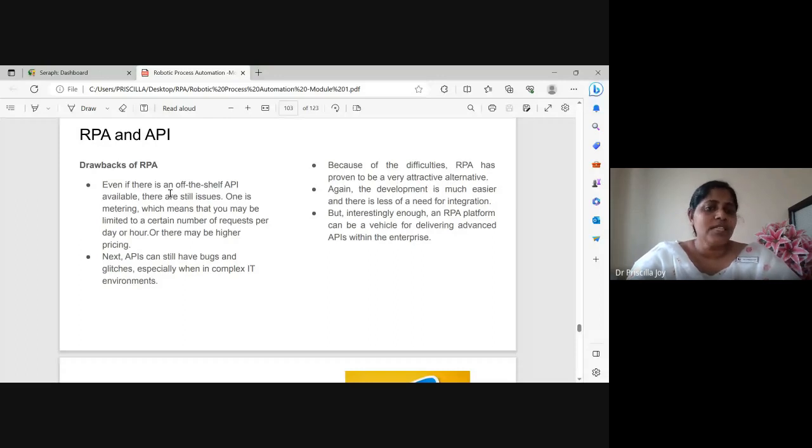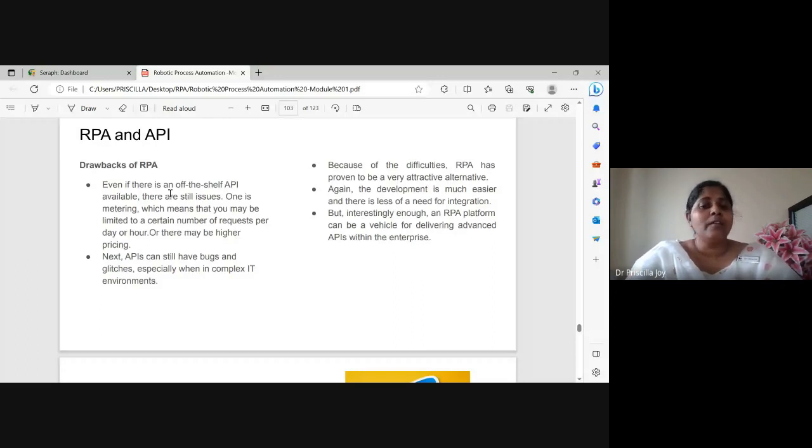And the RPA as well as API. Then the next thing is, even though we'll be developing such kinds of apps, there might be some bugs arising when we'll be making some transactions and all, or else there might be some glitches, even though we are developing with curiosity. So that might be one of the drawbacks when we go with the API as well as the RPA concept.